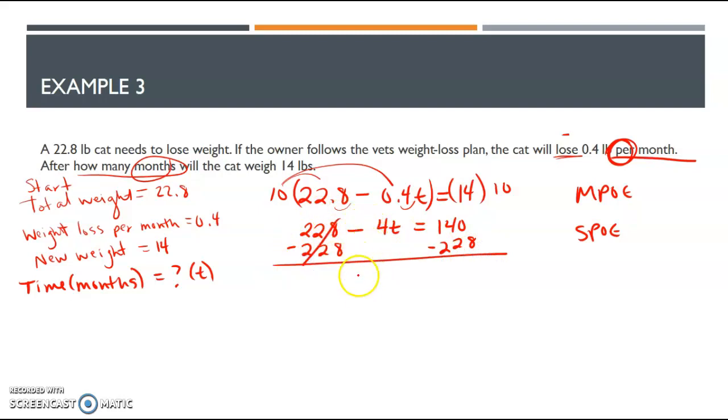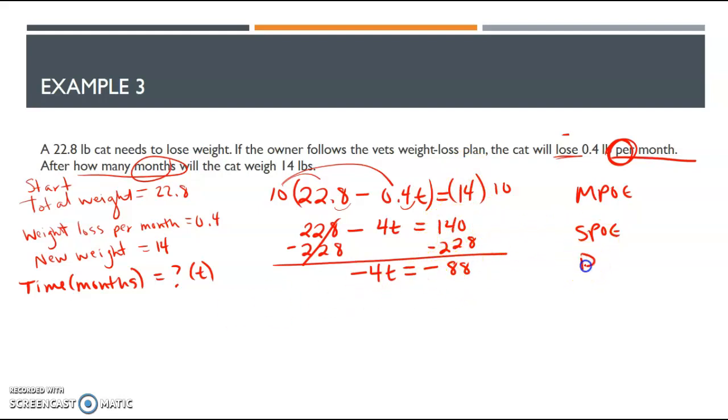So here's the biggest thing. Do not drop that minus 4. That is a negative 4t. So I have negative 4t equals a negative 88. Because 140 minus 228, if you do a keep flip change, that'd be 140 plus a negative 228. Either way, it becomes a negative 88.